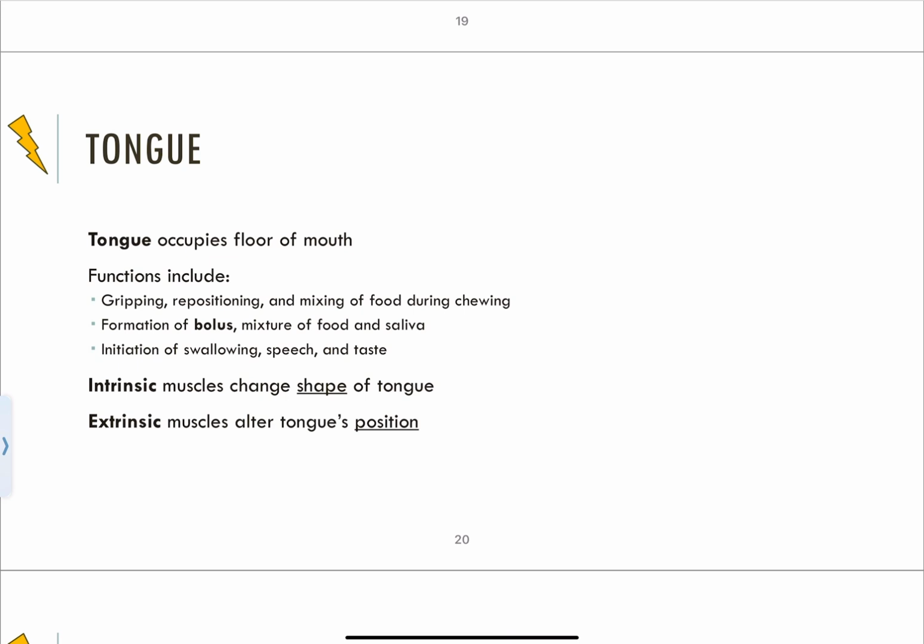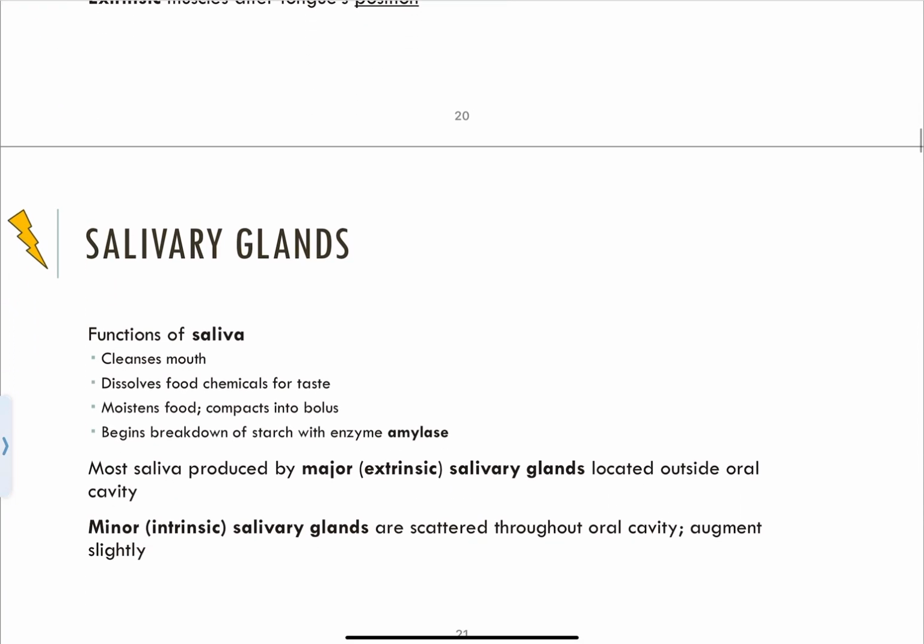Once we are breaking down that food and then we are mixing it with saliva, we form what is called a bolus, which is just basically a compact mass of food and saliva. And initiation of swallowing, speech, as well as taste.